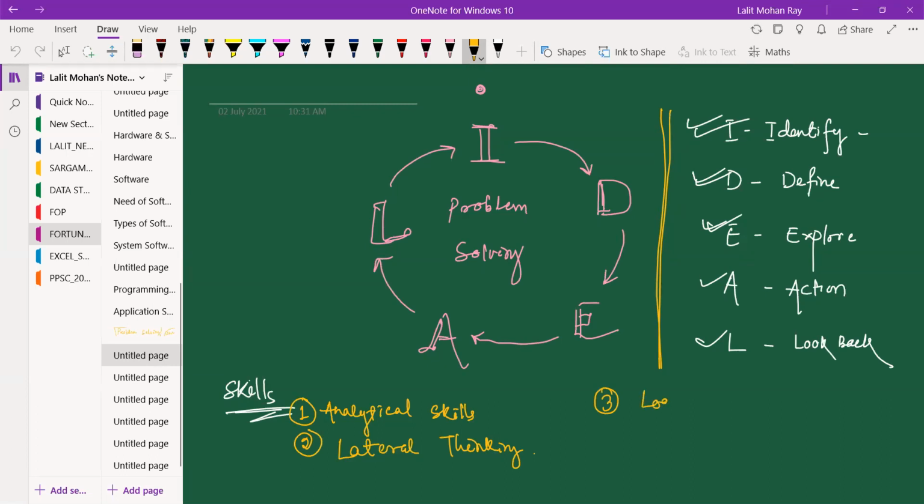Then number three, this is the most vital one: logical reasoning. This is another skill for solving the problem. Asking important questions, gathering and assessing relevant information, right? Suppose logical reasoning means what?